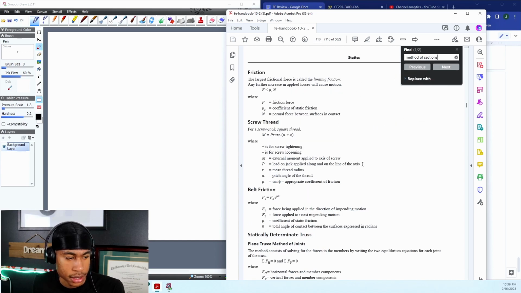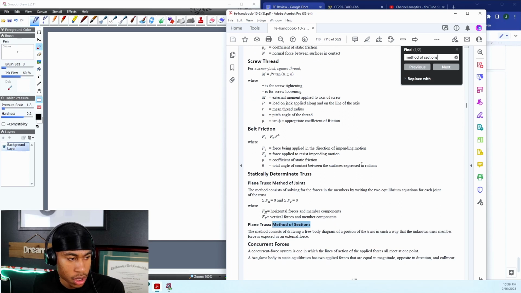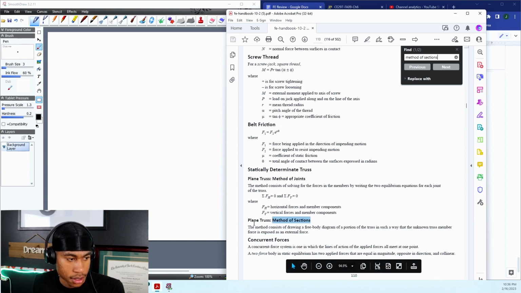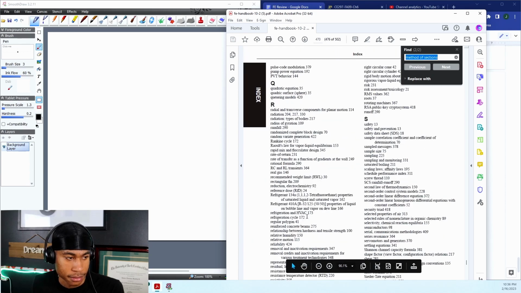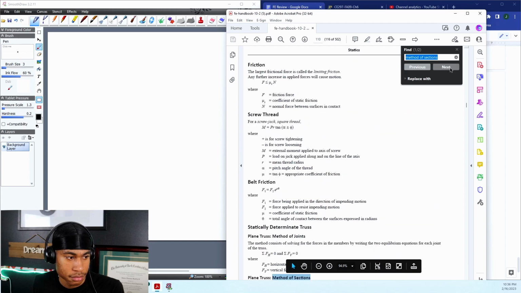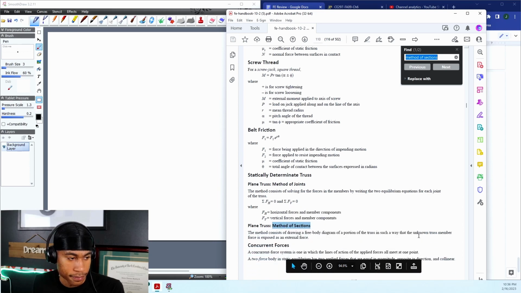Since we're in the statics section, and since we're in trusses, method of sections, we know that we're exactly where we need to be. I thought it was 12, but only 2 things came up. So I'm assuming the other thing was letting you know what page you can find this at.